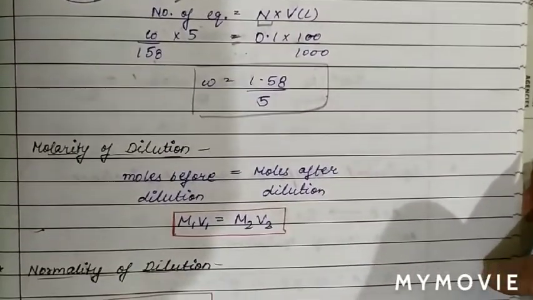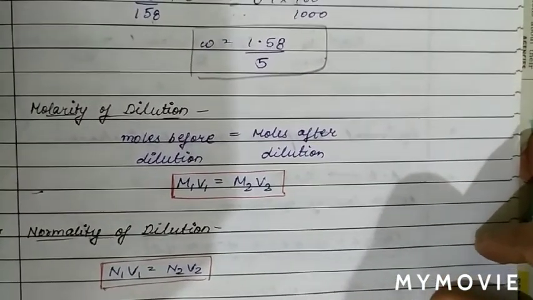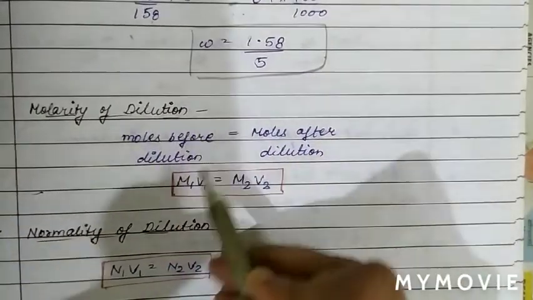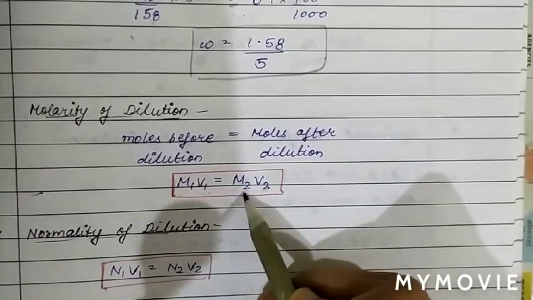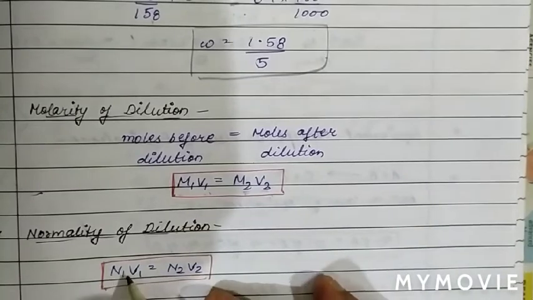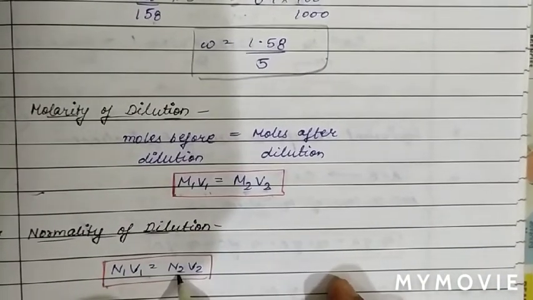See, we know the dilution equation in terms of molarity and in terms of normality. So in terms of molarity we know dilution equation is M1V1 before dilution equals M2V2 after dilution. Also normality N1V1 before dilution and N2V2 after dilution.